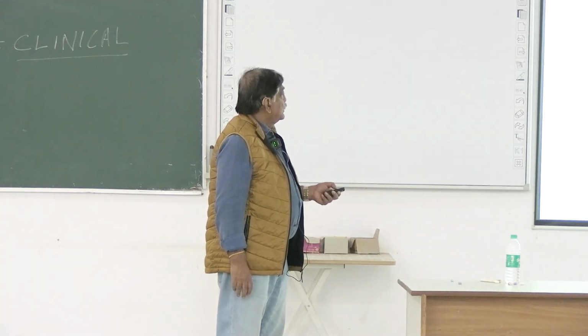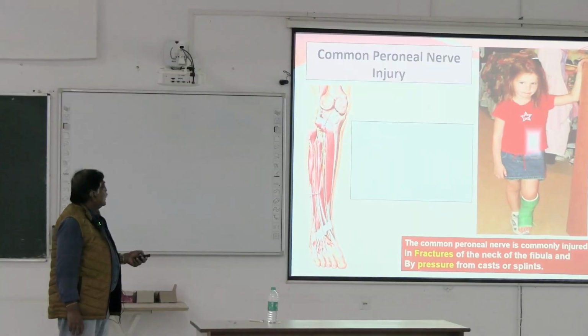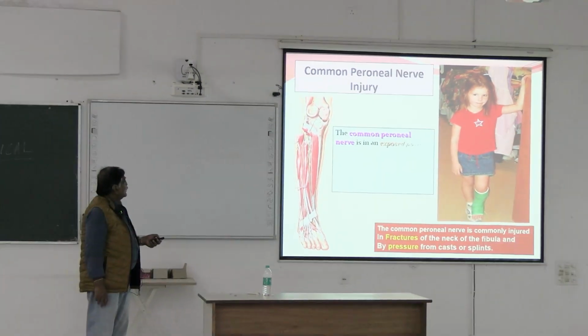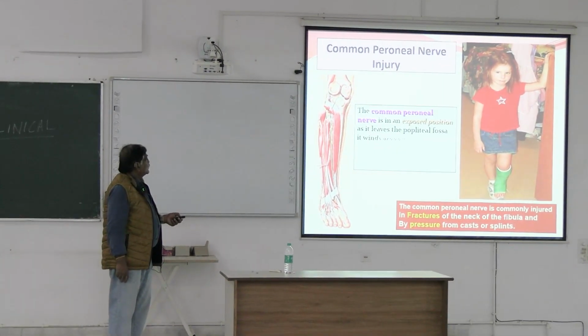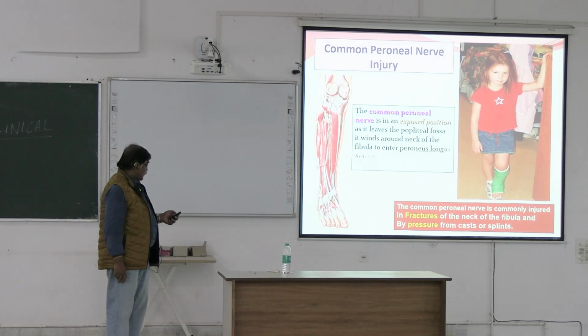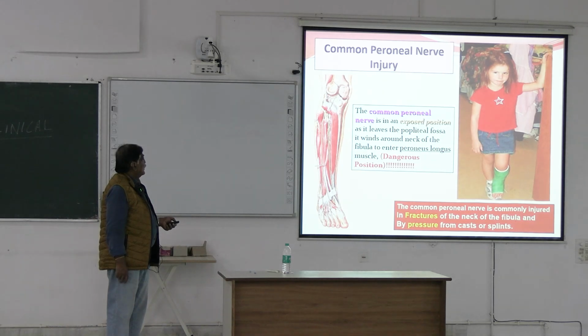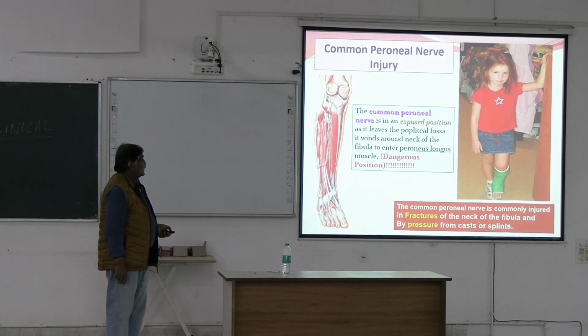Now you can see common peroneal nerve injury. The common peroneal nerve is in an exposed position as it leaves the popliteal fossa and winds around the neck of the fibula to enter the peroneus longus muscle. So it is a dangerous position. The common peroneal nerve is commonly injured in fractures of the neck of the fibula, I told you, and by pressure from casts and splints.